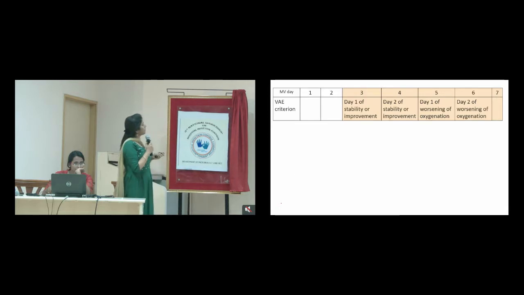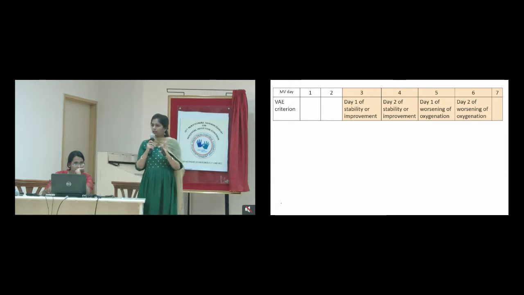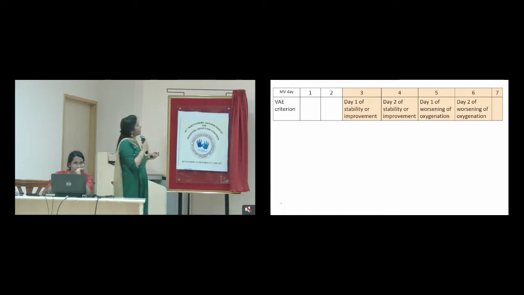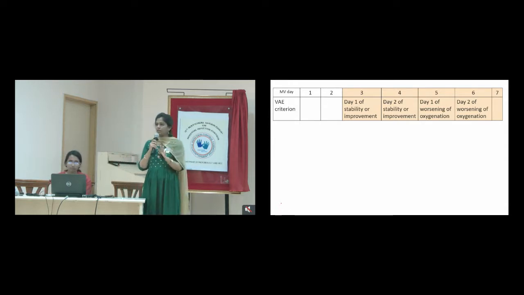So in this example you can see the first column tells the mechanical ventilation day. Day 1, day 2, day 3, likewise of mechanical ventilation day. This tells the VAE criterion. So these are day 1 and day 2 of stability or improvement. This is the definition for baseline. That is day 1 of baseline, day 2 of baseline. This is day 1 of worsening of gas exchange. So day 1 of worsening of gas exchange is called the date of event.